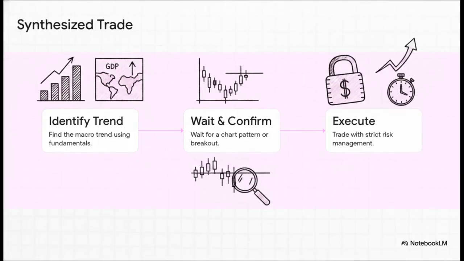The logical flow of a synthesized trade looks a bit like this. Step 1. You identify the macro trend using fundamental analysis. For instance, noticing that a country's GDP is absolutely booming. Step 2. You don't jump in immediately. You wait for a technical confirmation, like a falling wedge pattern or a clean breakout above resistance. And Step 3. You execute.